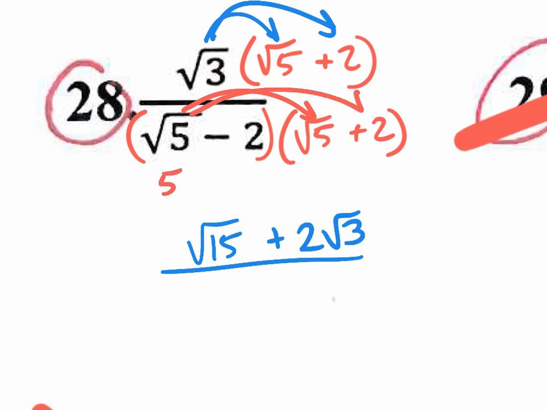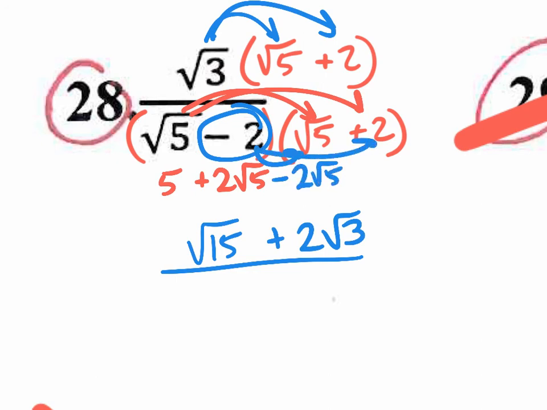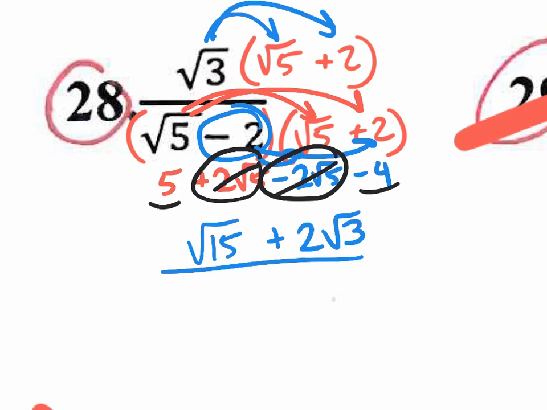And then when you go square root of 5 times 2, it's going to be a positive 2 square root of 5. But when you distribute the minus 2 to the square root of 5, that'll be a negative 2 square root of 5. And when you distribute that minus 2 to that plus 2, you're going to get a minus 4. And of course, the middle terms right here cancel out because one's positive, one's negative. And 5 take away 4 is 1. So your final answer is really 2 square root of 3 plus the square root of 15. Or the square root of 15 plus 2 square root of 3. You don't really need it over 1.